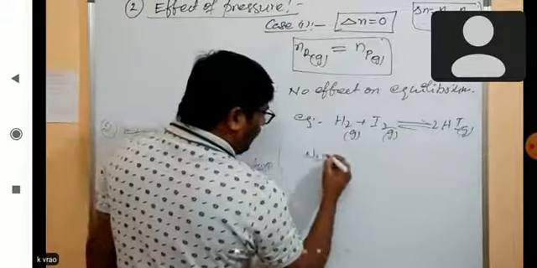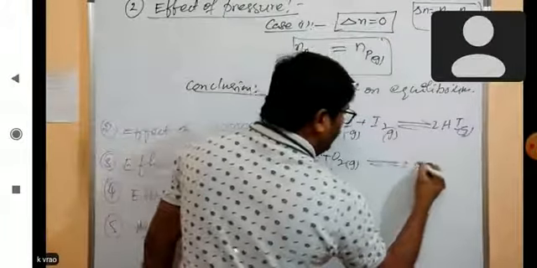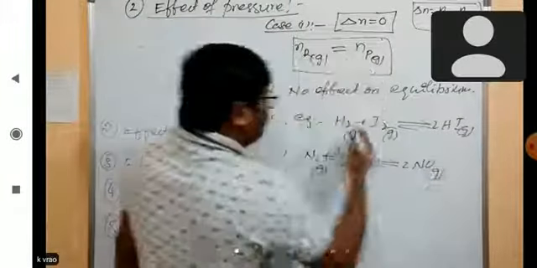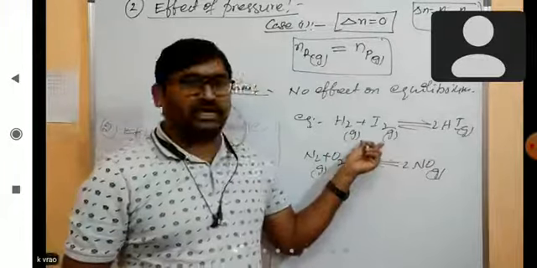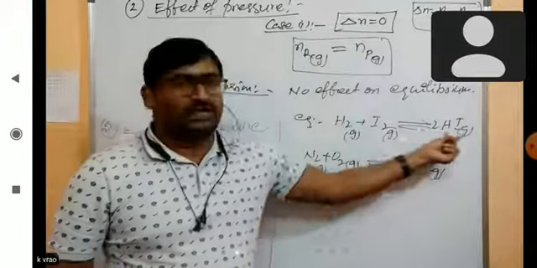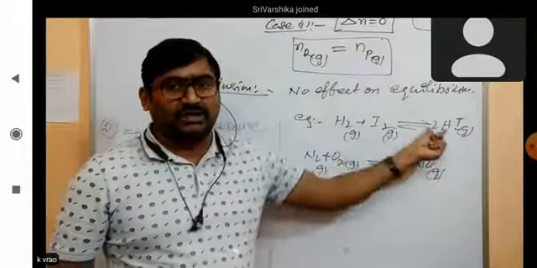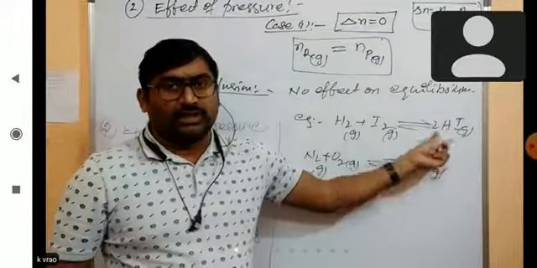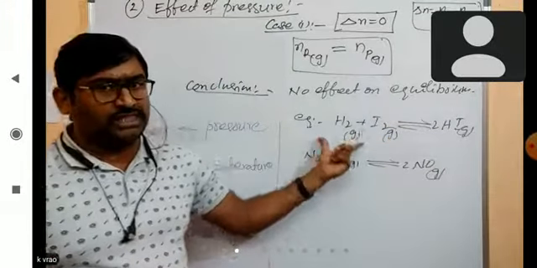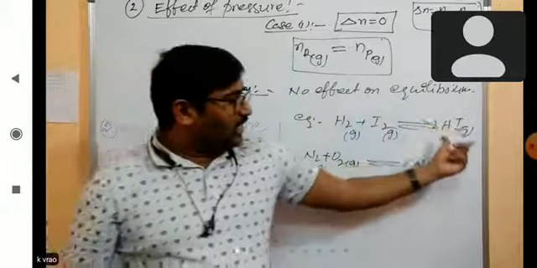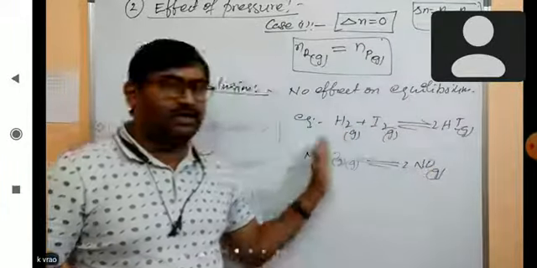Next, N2 plus O2 gives 2NO. In this case, the number of moles of the gaseous reactants is equal to the number of moles of the gaseous product. What does it mean? Per unit area, the number of moles of the reactants is equal to the number of moles of the products. Here 2 is equal to 2.